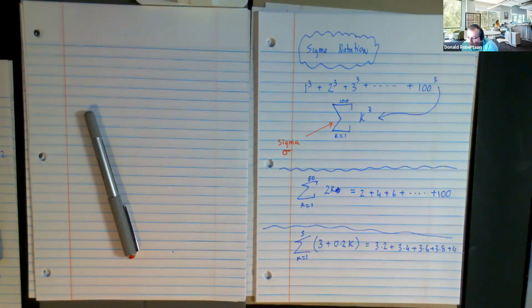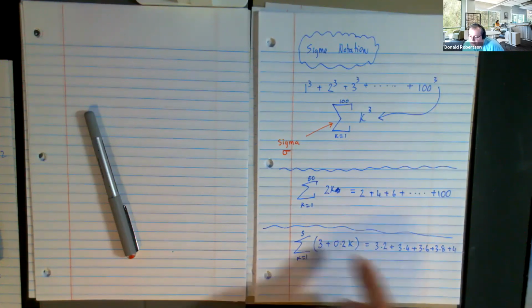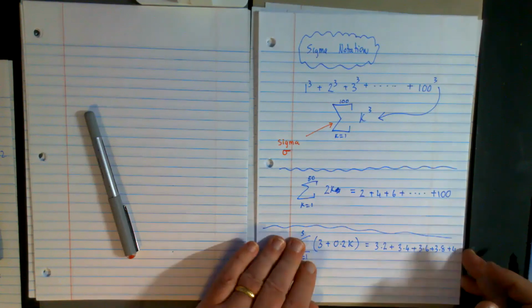We call on sigma notation and how it can be used to take lots of things being added and convert them into a very precise piece of notation.